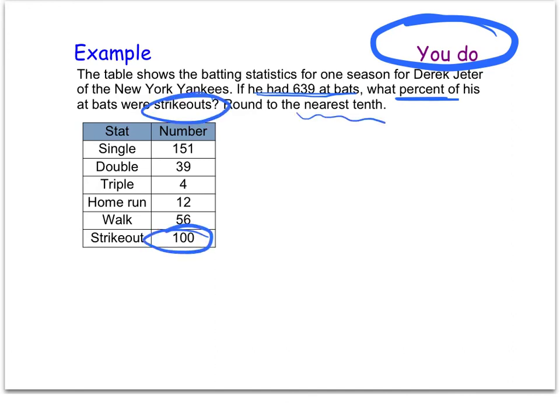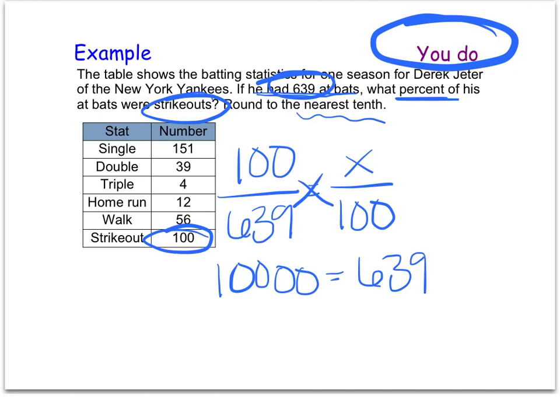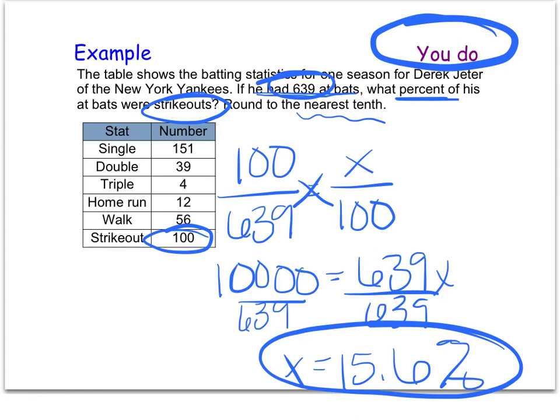Okay, so we've got strikeouts being 100, total is 639, so it's going to be 100 over 639 is x over 100. Some cross multiplying. 639x equals 10,000, you divide by 639. And x is 15.6. We're rounding to the nearest tenth. And it's asking you what percent, so you have to have that percent sign on the back of it.